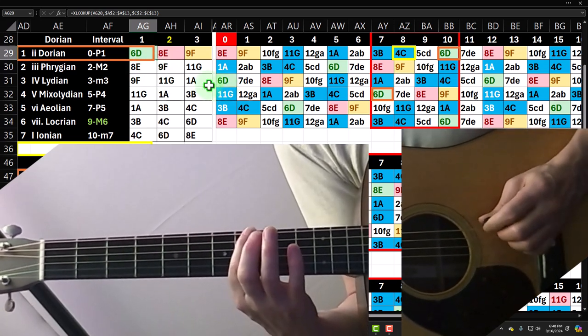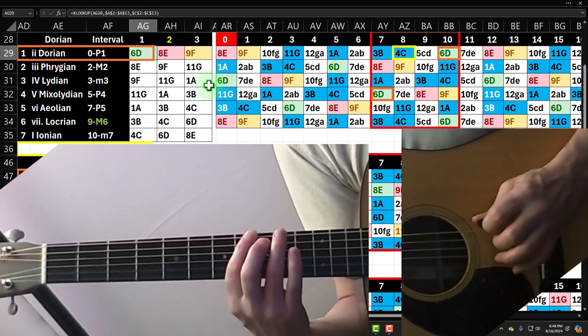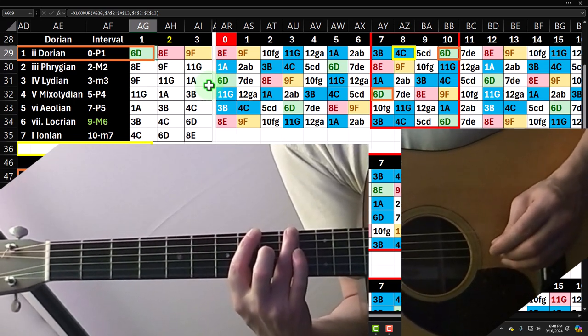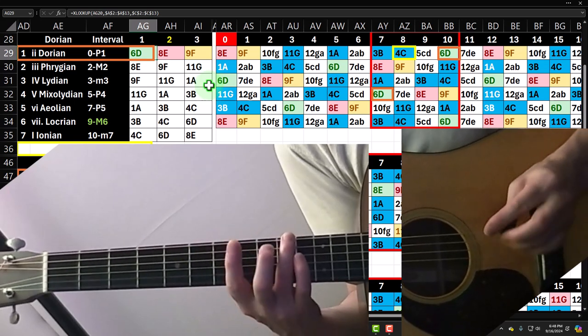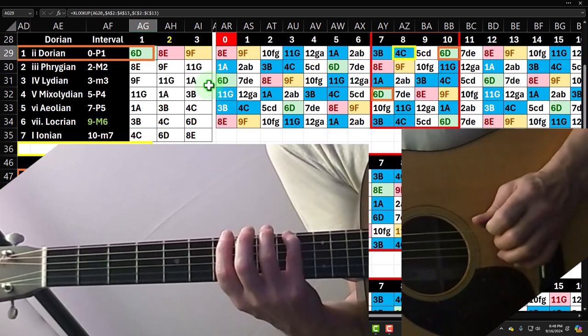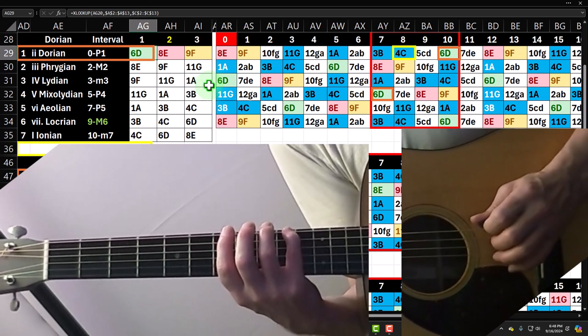So if this was the Ionian, the C right here, I'm just going to count up one in my position, and I would get to the D, which of course would be the Dorian mode. So then I could say, okay, I've located in this position where mode number two is, the mode that I want to be working on.